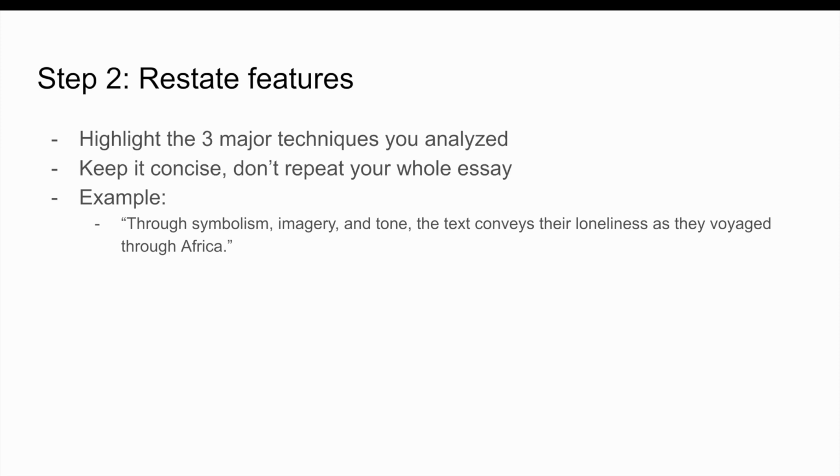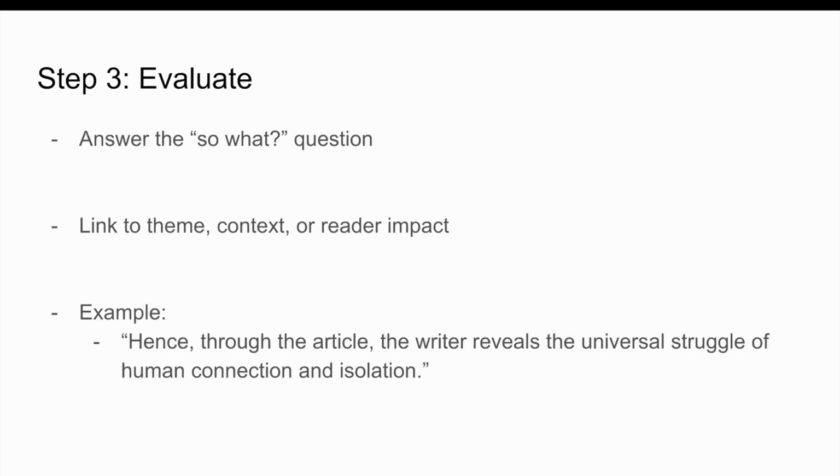So it's just a very, very brief description of the three literary features and what they did. Now we look at step three, so evaluate. All you're doing here is answering the "so what" or the "why" question. You could link to the theme, the context, or the reader's impact in order to make your evaluation stronger. That's how you could perhaps gun down the level 6 or level 7 marks.